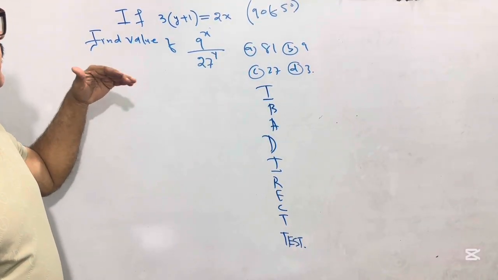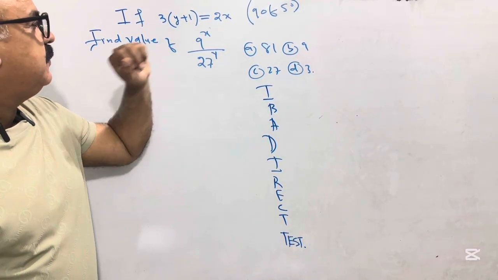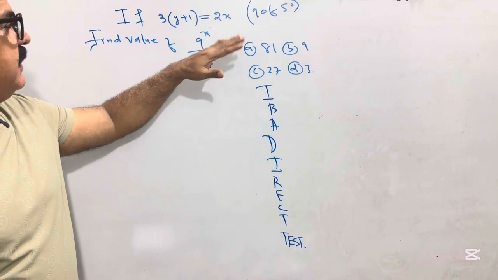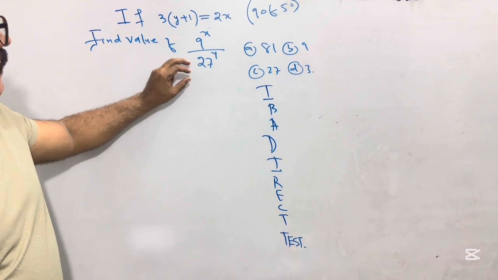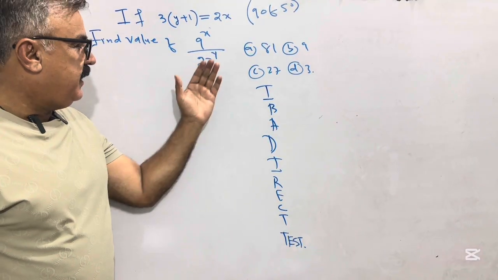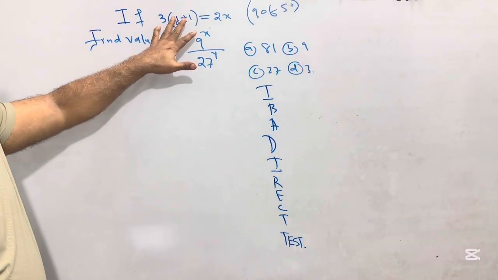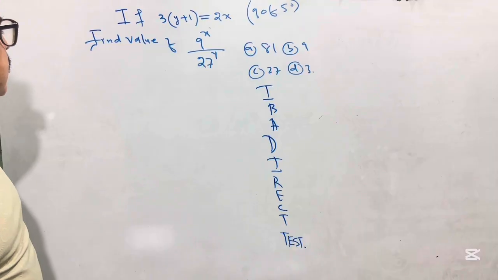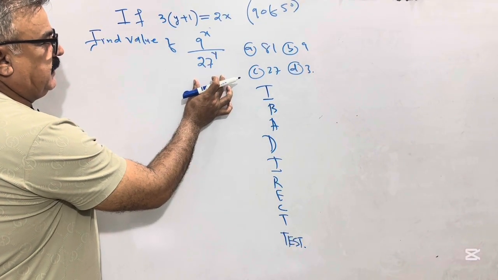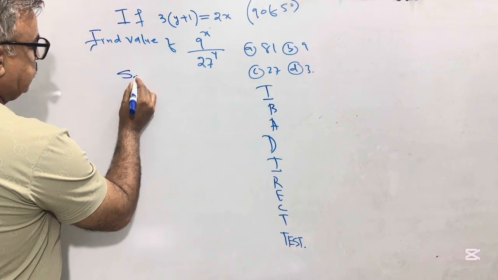If in mathematics the given portion, if 3 times y plus 1 is equal to 2 times x, then find the value of 9 raised to x divided by 27 raised to y. And here are the options. If the given portion is to be utilized to get the value of 9 raised to x divided by 27 raised to y, what is the given portion? Let's see and find out. Open this up. Solution.